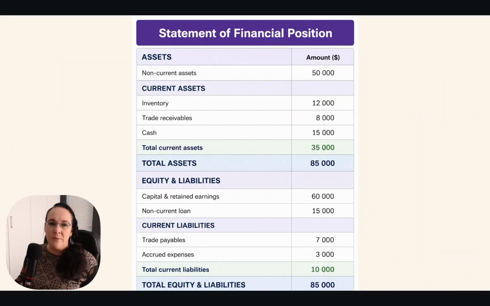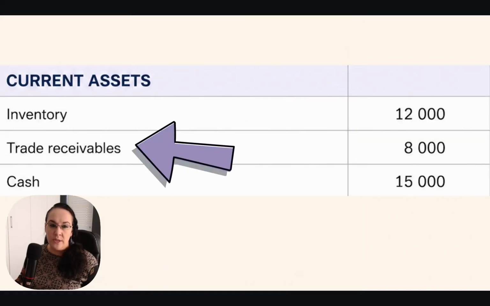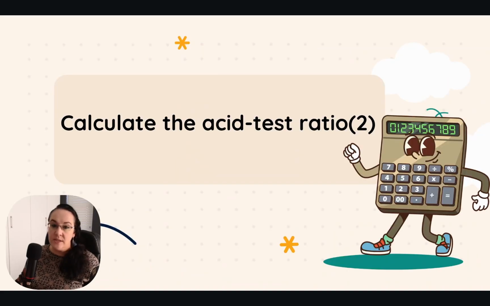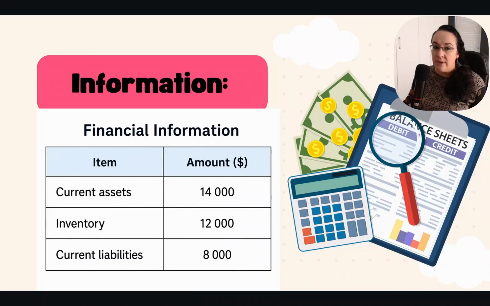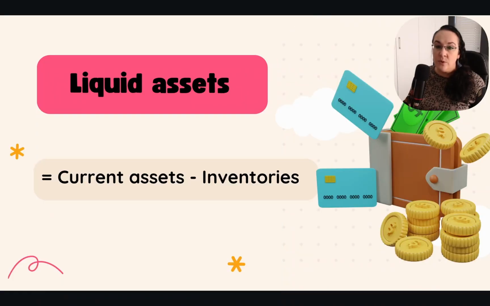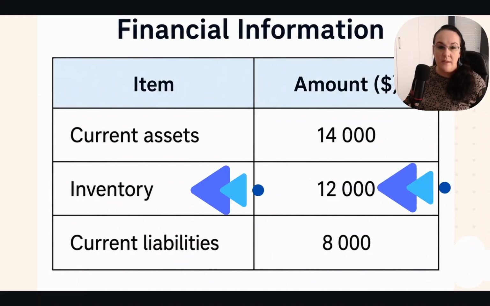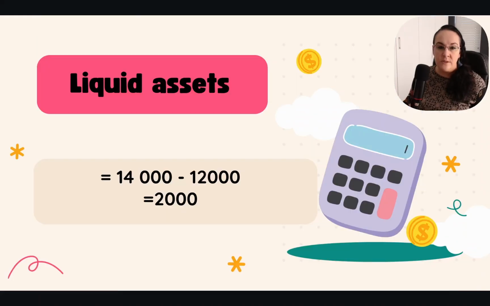Again, we're going to need information from the statement of financial position in order to calculate asset test ratio. For asset test ratio, we're going to need trade receivables and cash, not inventory. We're removing inventory from the mix, so we're looking at liquid assets. Question time! Calculate the asset test ratio. This is for 2 marks. We are given the financial information again. Now, firstly, let's work out the liquid assets. Current assets minus inventories. So here we have the current assets of 14,000 and the inventory of 12,000. So 14,000 minus 12,000 gives me 2,000.